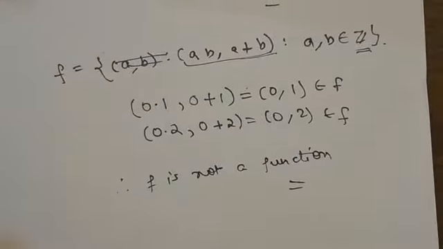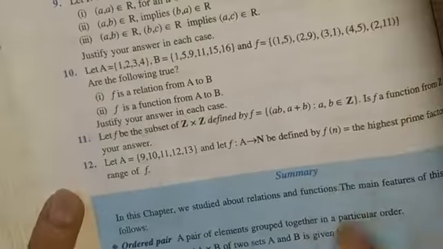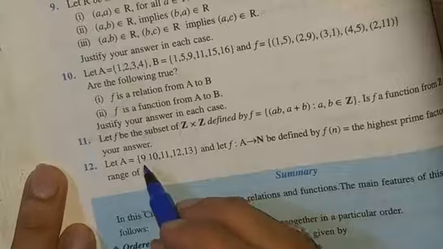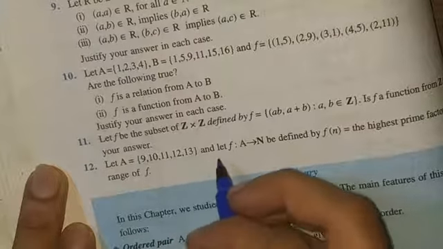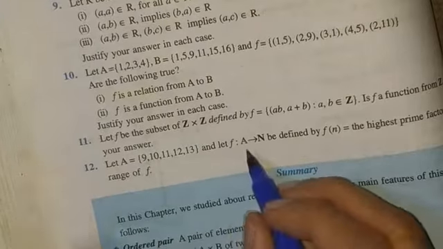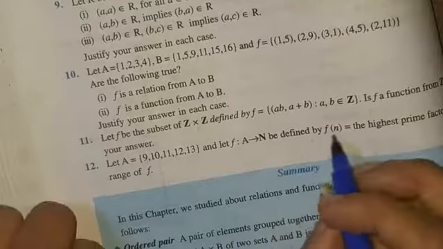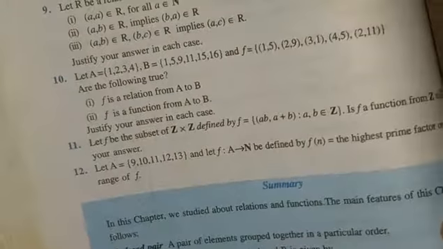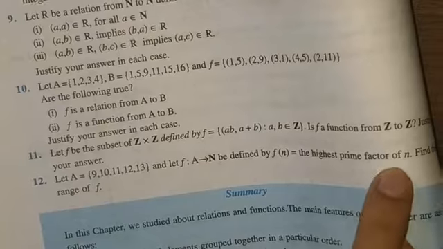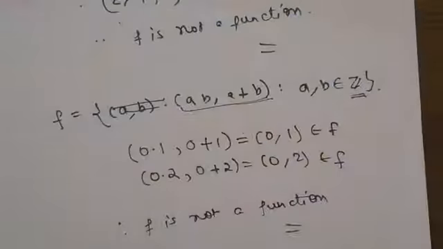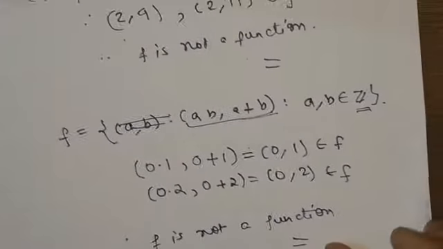Now let us go to problem number 12. What is problem number 12? We have, let A be equal to the set 9, 10, 11, 12, 13, and let f be the function from A to N defined by f of n equal to the highest prime factor of n. Find the range of f. So this is a simple problem that we have. Let us solve the 12th one.